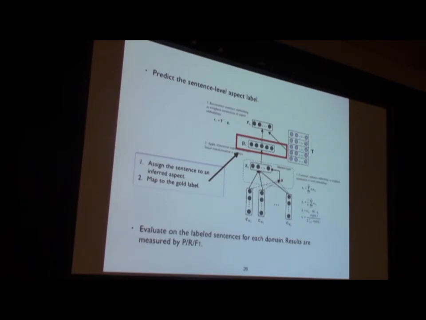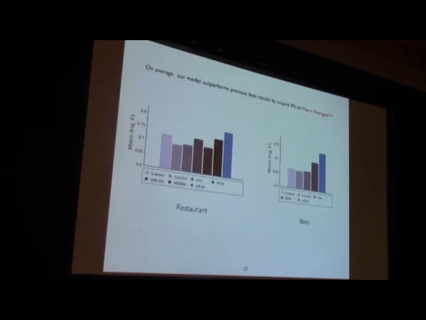The results are measured by precision, recall, and F scores. Here for brevity, we only show the macro average F scores, which is computed across all aspects for each dataset. For the exact scores of precision, recall, and F1 for each aspect, you could refer to our paper. On the restaurant corpus, in addition to previous baselines, we also compare with the reported results of two other algorithms, including the best reported results so far. On average, our model is able to outperform the previous best results by around 4% on the average F scores. And for this task, we found our model benefits a lot from the attention mechanism.